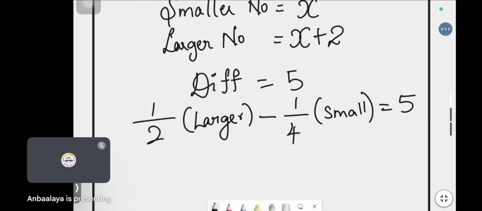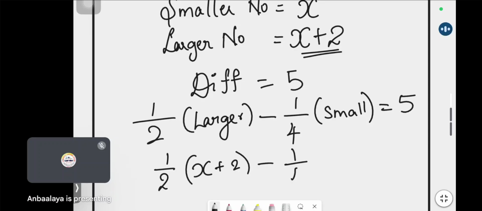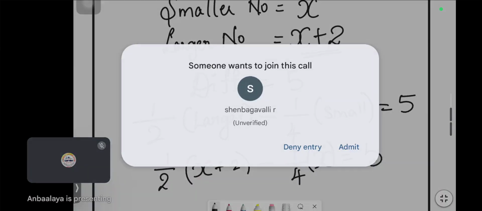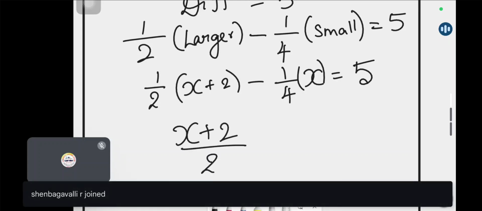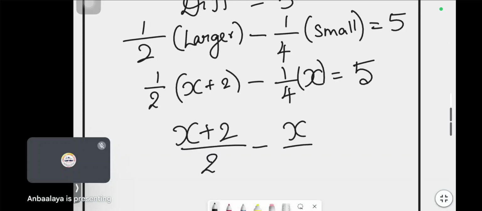Very good. So what is the larger number we have taken in our question? Very good, x plus 2. And 1/4 of what is the smaller number? x. So 1/2 of (x plus 2) minus 1/4 of x is equal to 5. Next, we can write this as (x plus 2) by 2 minus x by 4 equal to 5.